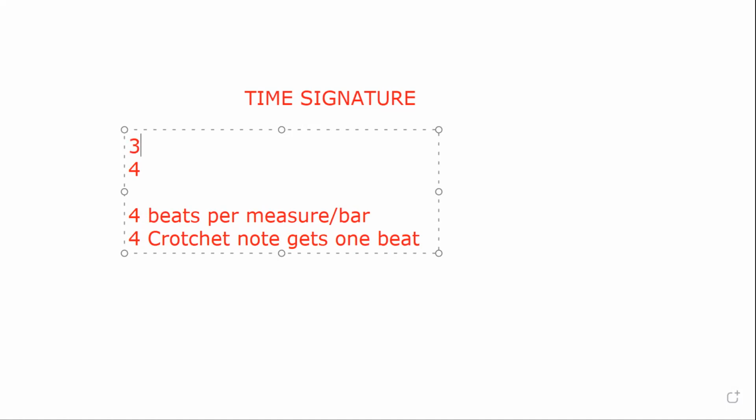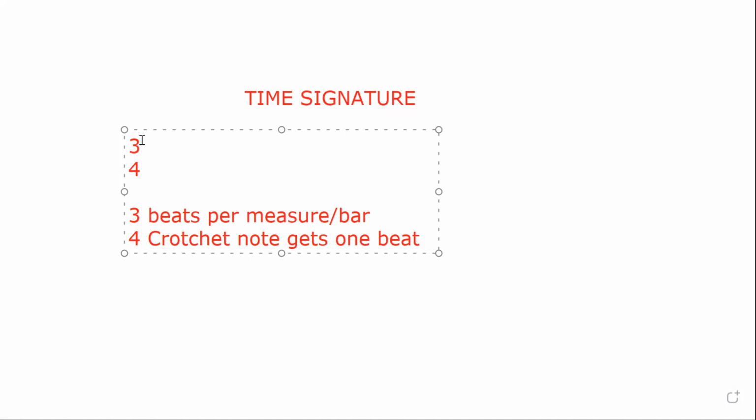I don't have to change the bottom number. So what will 3/4 tell us? We say the top number tells us the beats per measure, so the answer here will change. It will be 3 beats per measure or bar, and the 4 down still remains the same. The crotchet note gets one beat.